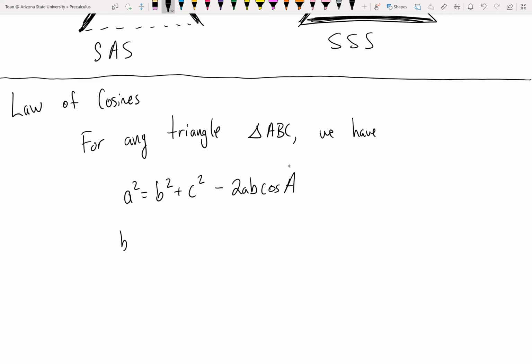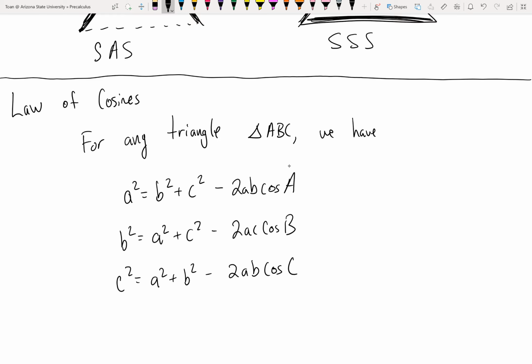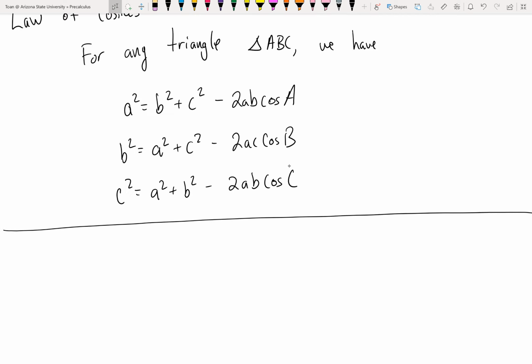Or you could have b squared equals a squared plus c squared minus 2ac cosine b. You could have c squared equals a squared plus b squared minus 2ab cosine c. Those are the laws of cosines. And I will be the first to admit, it is a doozy to memorize.